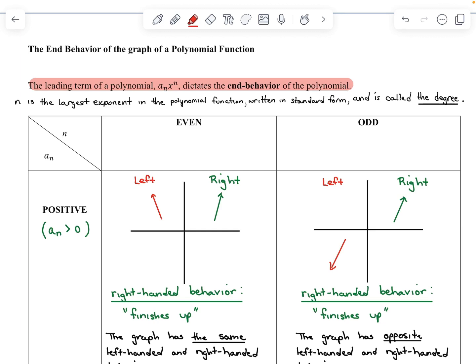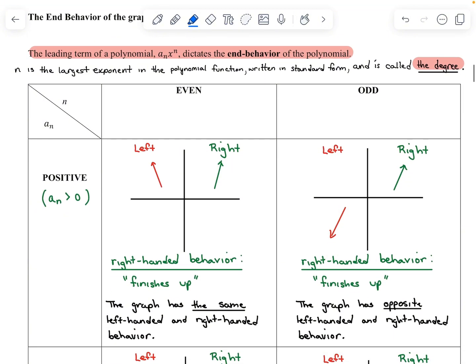N is the largest exponent in the polynomial function written in standard form and is called the degree. This means the leading coefficient and the degree dictate the end behavior of its graph. Now there are 4 different scenarios when it comes to end behavior. If the leading coefficient is positive, the right-handed behavior finishes up.